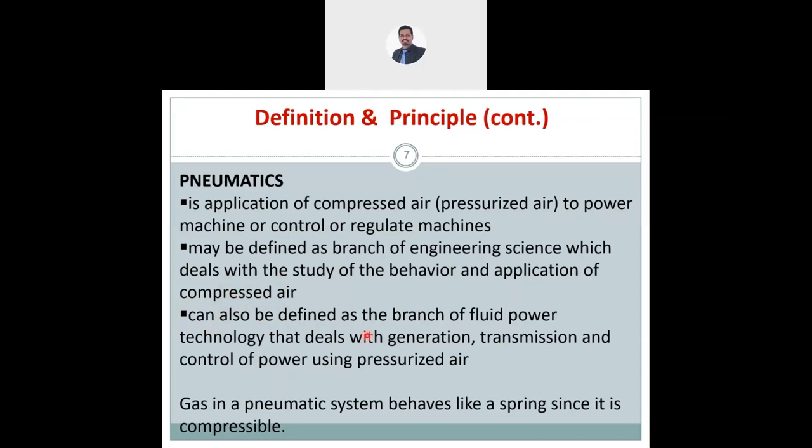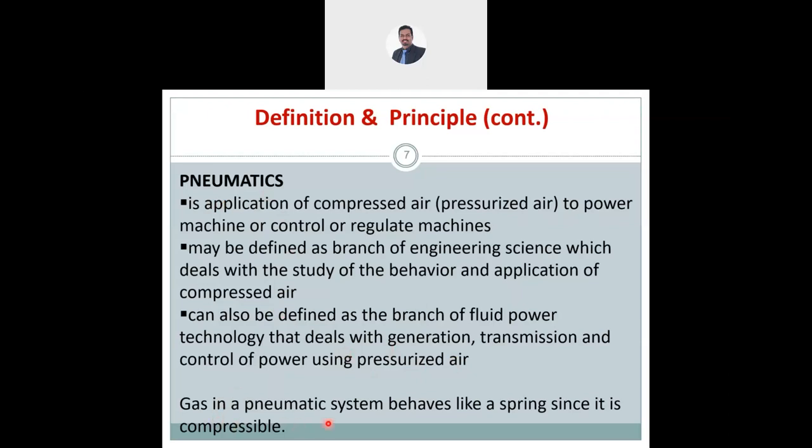It can also be defined as a branch of fluid power technology that deals with generation, transmission, and control. Generation means production. Transmission is moving from one place to another place. Control means you use something to do some job, using pressurized air. You can use the term compressed air or pressurized air. So all of this is the definition.